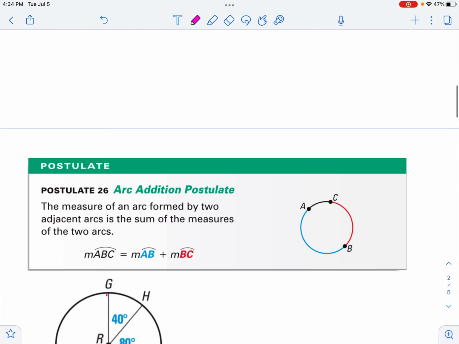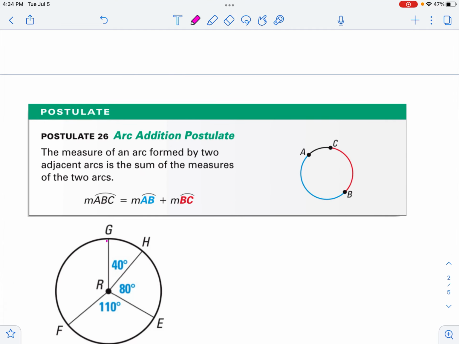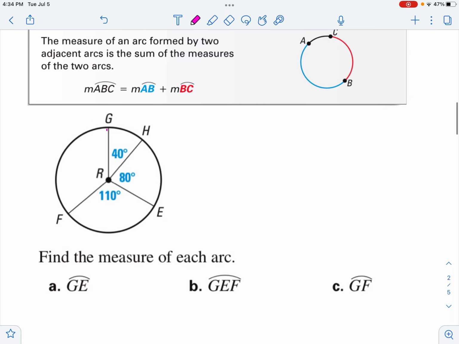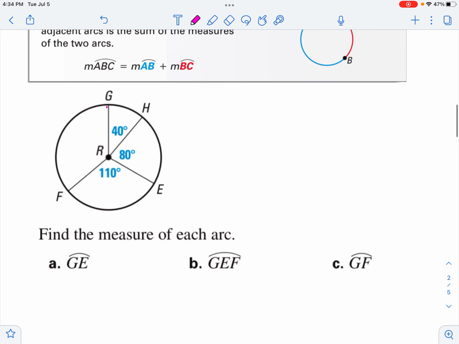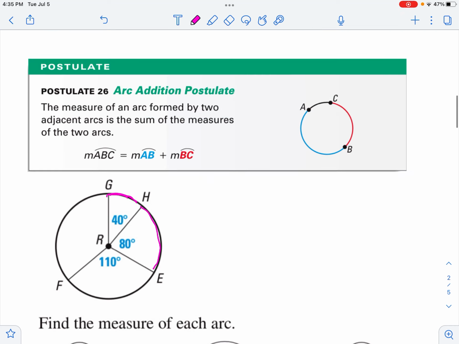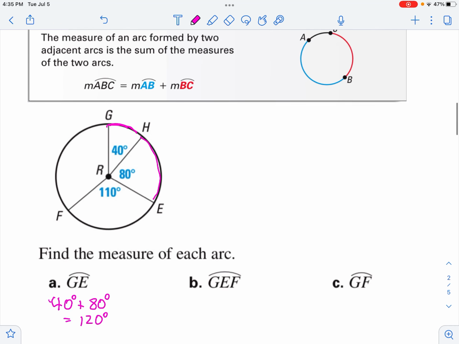Okay, now we of course can add the arc length. So the arc length addition postulate. Well, let's just see how this would work. Let's suppose we want to find the measure of GE. Well, what we're going to do is add this arc length, which is 40 degrees, to this arc length, which is 80, and we get 120 degrees. See, so that's just practice doing this arc addition postulate.